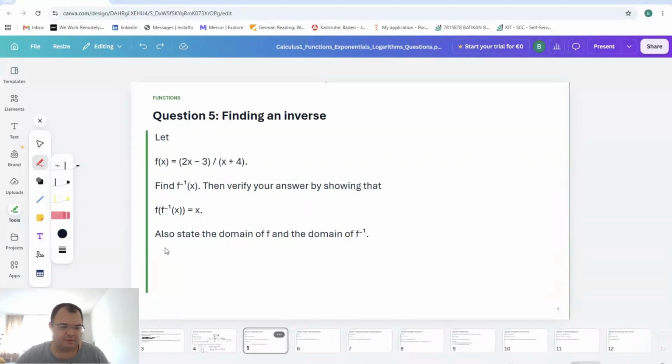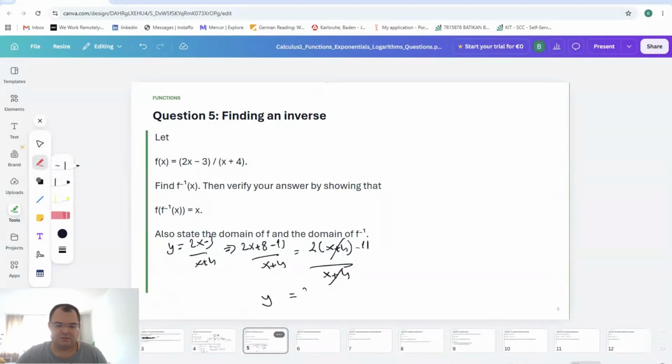We have y equals 2x minus 3 divided by x plus 4. This can be rewritten as 2x plus 8 minus 11 over x plus 4, which can be rewritten as 2 parentheses x plus 4 minus 11 divided by x plus 4. These are canceling each other, so we will end up with 2 minus 11 over x plus 4.